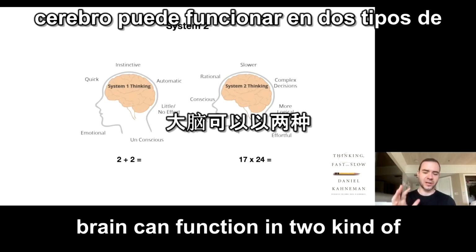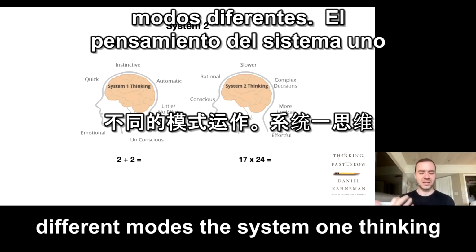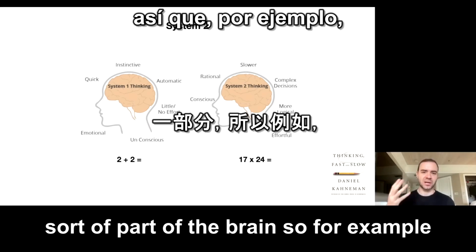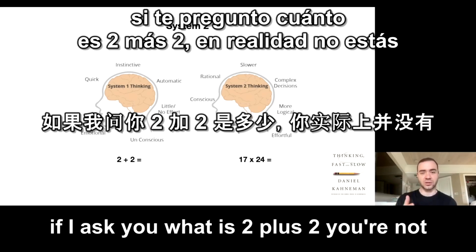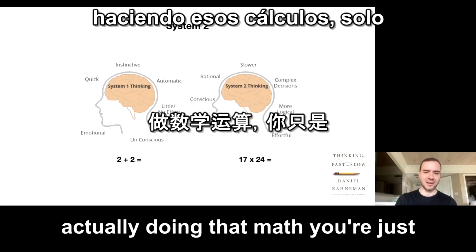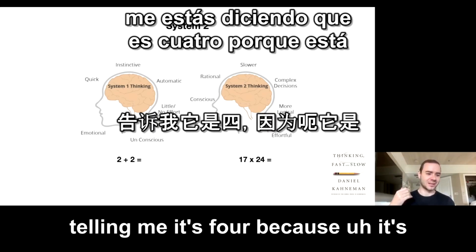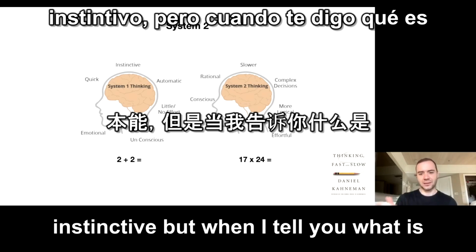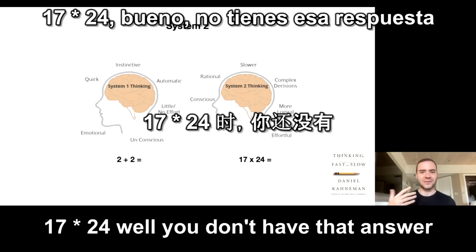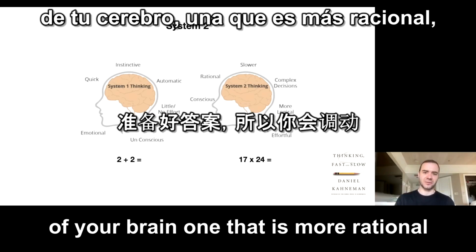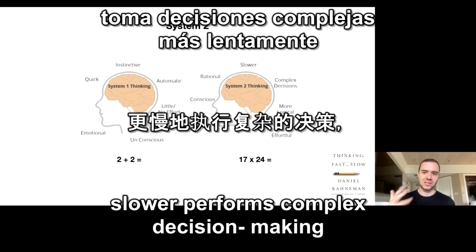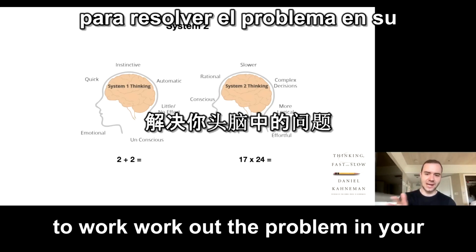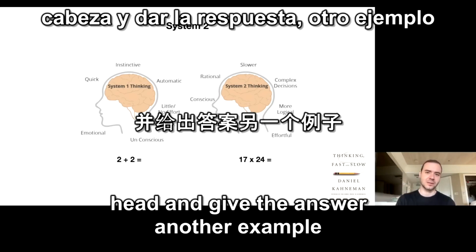The idea is that your brain can function in two kind of different modes. The system 1 thinking is your quick, instinctive, and automatic sort of part of the brain. So for example, if I ask you what is 2 plus 2, you're not actually doing that math. You're just telling me it's 4 because it's available, it's cached, it's instinctive. But when I tell you what is 17 times 24, well, you don't have that answer ready. And so you engage a different part of your brain, one that is more rational, slower, performs complex decision making, and feels a lot more conscious. You have to work out the problem in your head and give the answer.